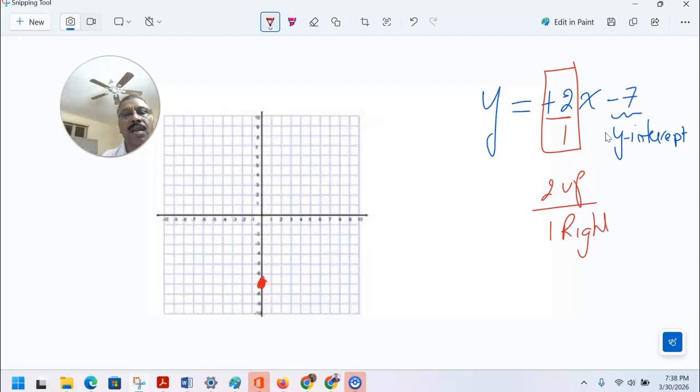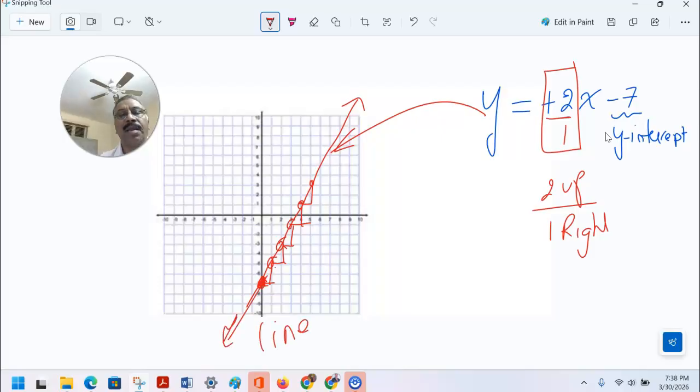Because this grid is too small, I'll go 1 to the right, and you go 1 and 2, see? So again, 1 and 2. Again, 1, 2, 1, 2, like this. And you get a line like this. So this geometrical shape is called a line, because it is linear. This line is represented by this expression.